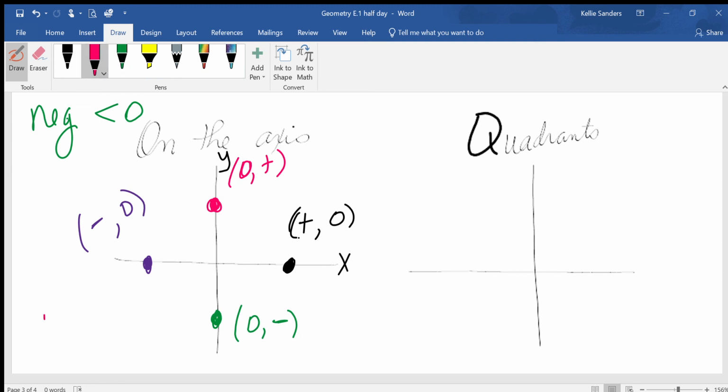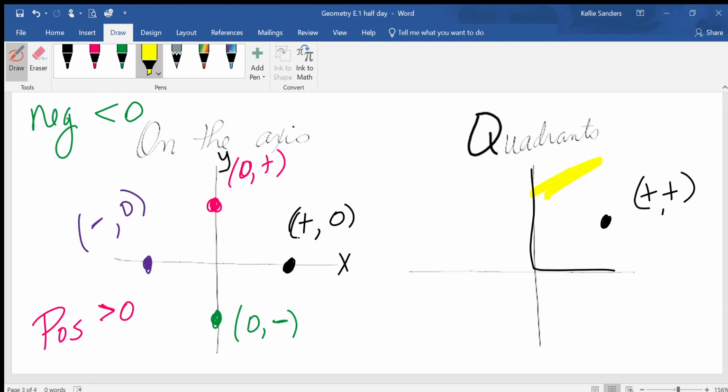So if we are talking about positive numbers, what's positive numbers? Anything that is bigger than 0. And if you're in the quadrants, there are 4 quadrants. Let's say we land right here. How did we get here? Well, this number was positive and this number was positive. And if you land in this area right here, this is quadrant 1.